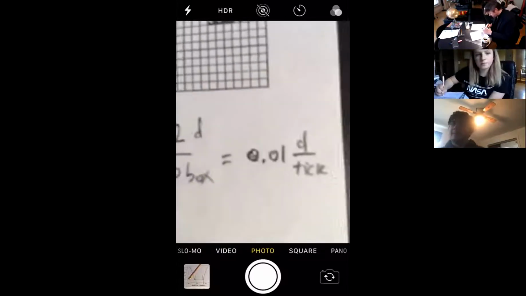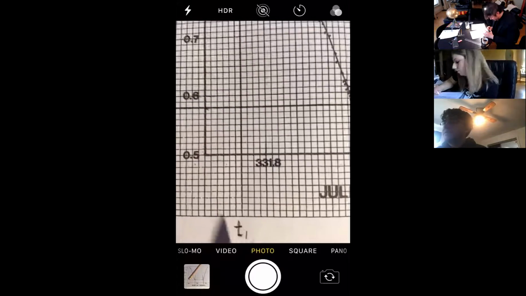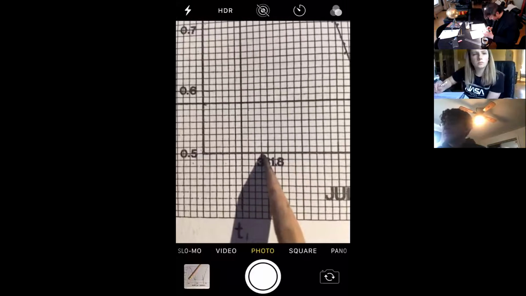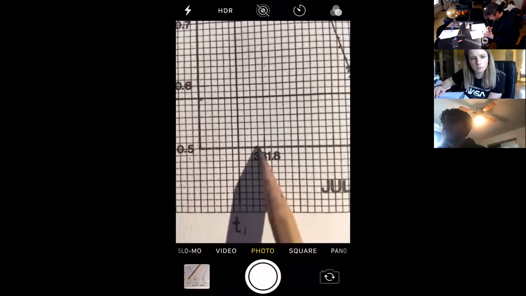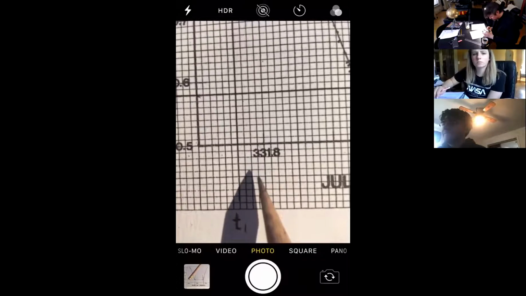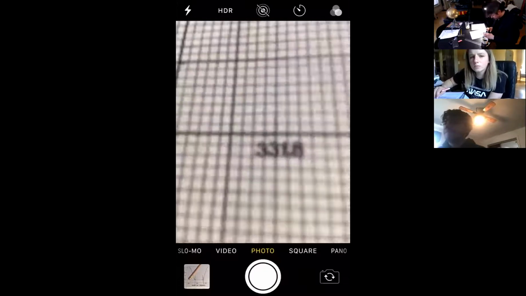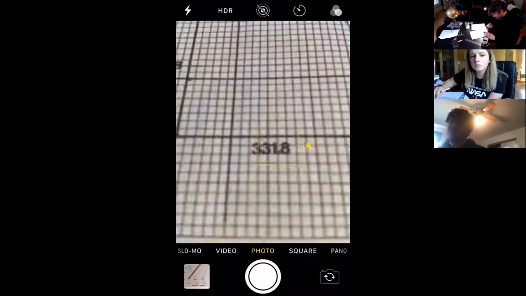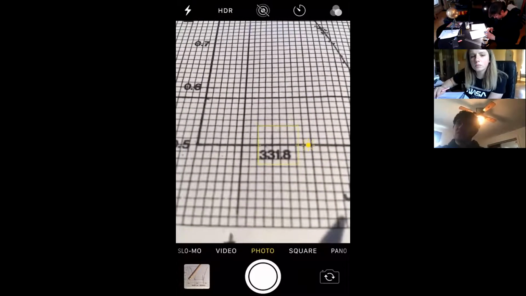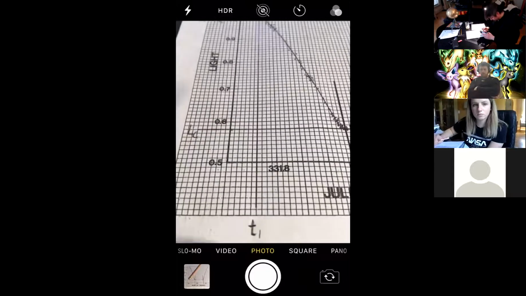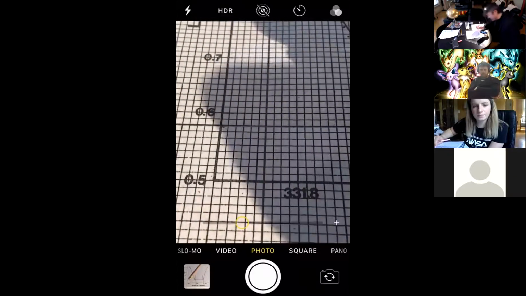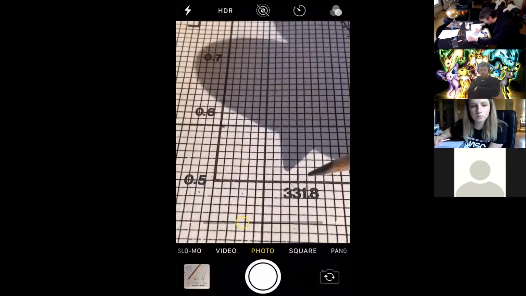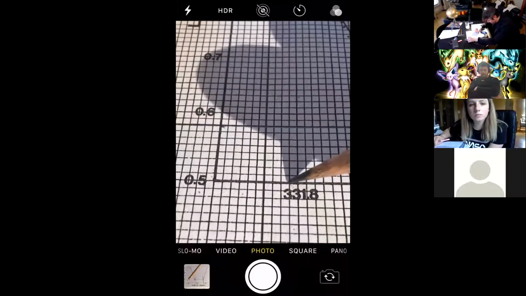Yep. Okay. So what then do we measure for T1? What's the tick mark before 331.8 equal to? 0.04. No, it's a hundredth per tick, right? Oh, 0.004. Hold on. Riker, am I screwing that up? I just want to make sure that we can count ticks properly. If this is 331.8, what is this tick here?